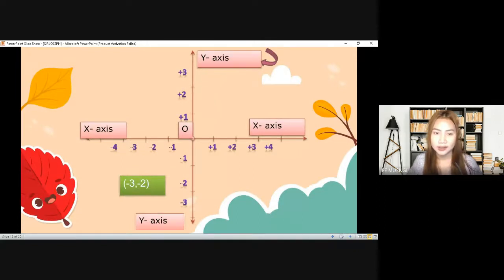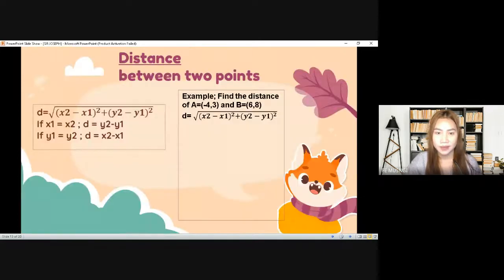Yan. So, lagi niyong tatandaan, for the abscissa, it is the x-axis, and for the ordinate, it is the y-axis. Okay? Next, let's move now to the distance between two points. So, here is the formula.